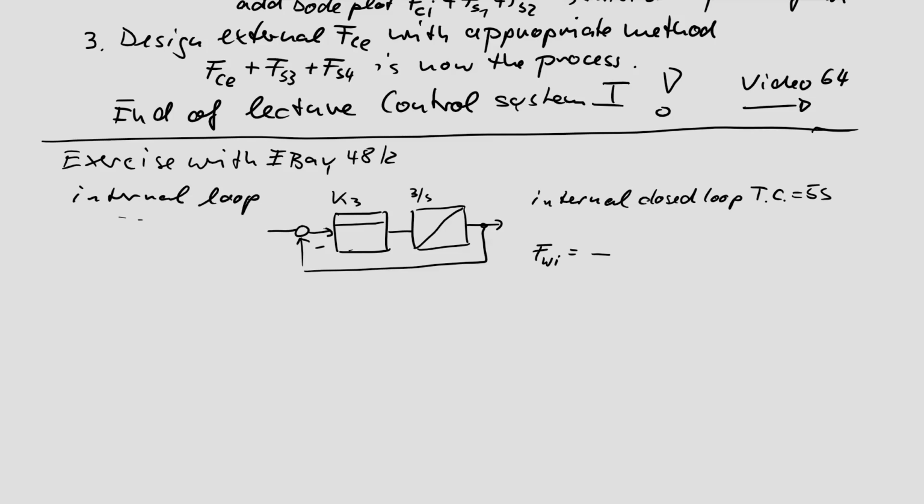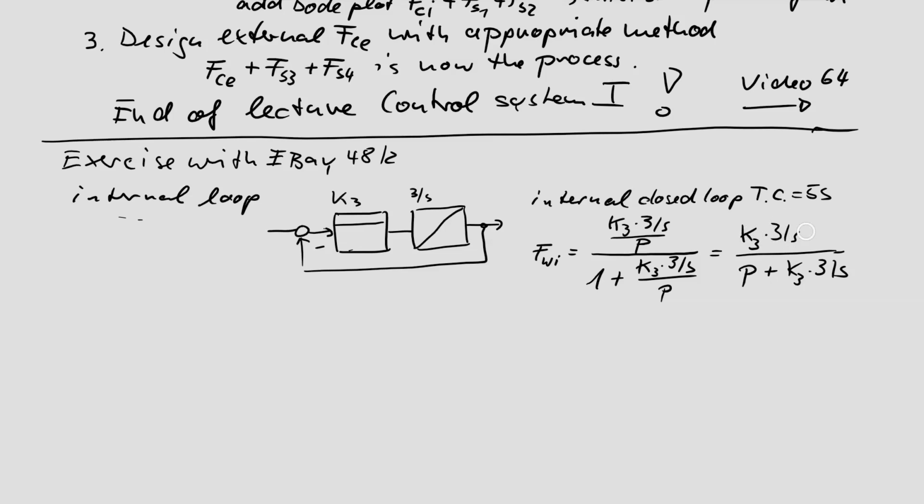So we start with the open loop FWI, which is K3 times 3 per second divided by p, coming from the integrator, divided by 1 plus, that is the closed loop system block diagram reduction equation, chapter 2, divided by 1 plus the open loop. And you see I multiply in both cases with p, so I have K3 times 3 per second divided by p plus K3 times 3 per second.